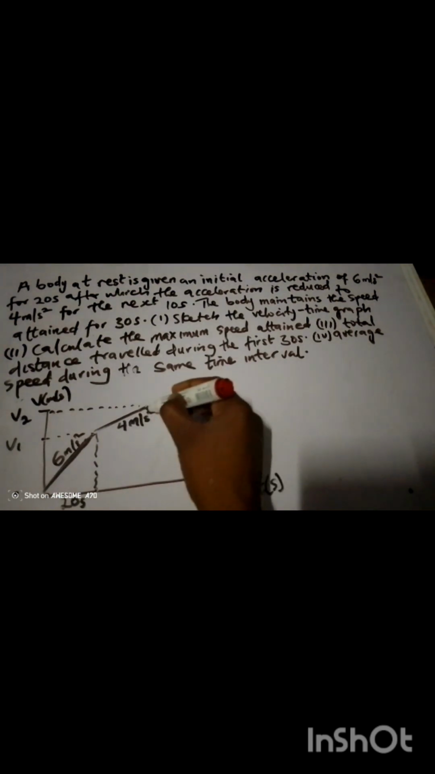Don't forget, this is the axis of our velocity, meters per second. So we have the first velocity attained, v1. Then after the acceleration is reduced, we have another velocity, v2. Alright, and when it was reduced to 4 for the next 10 seconds, it takes 10 seconds. So from here to here is another 10 seconds.